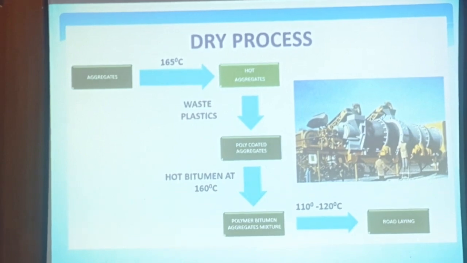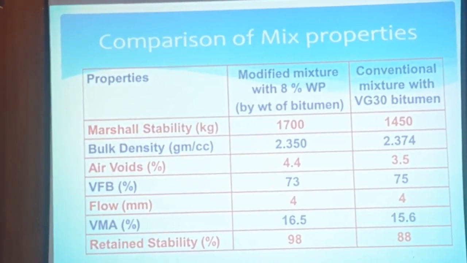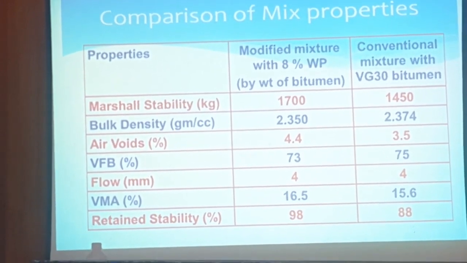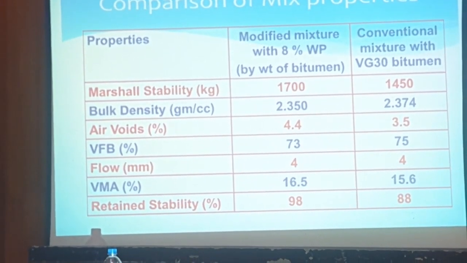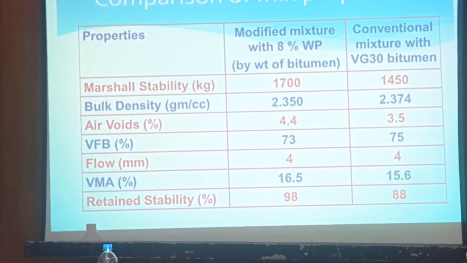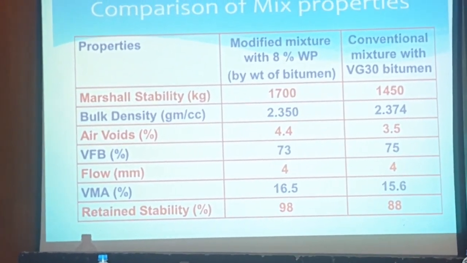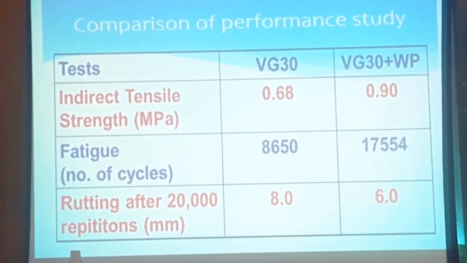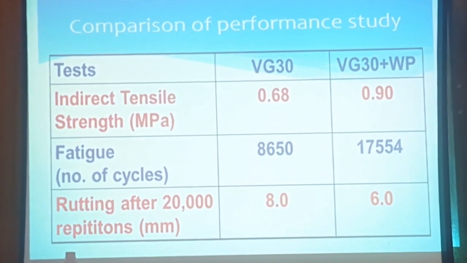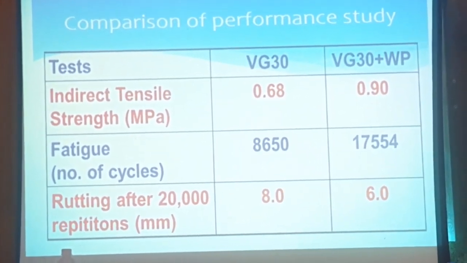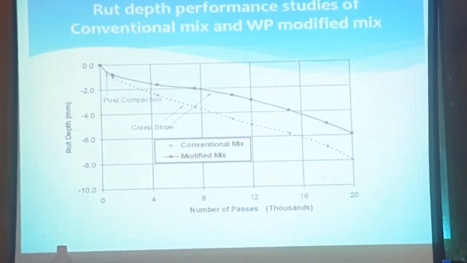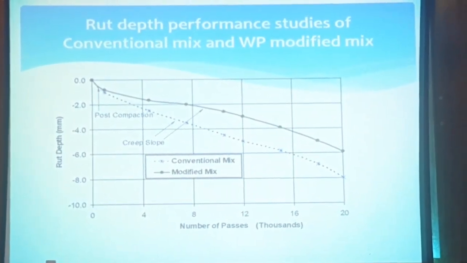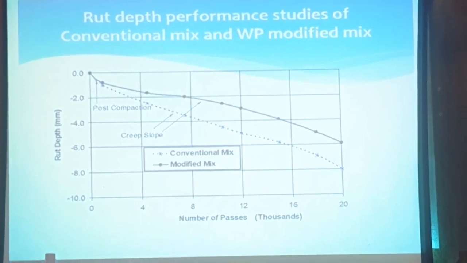And this is the dry process. And this is the difference from the conventional mix. This is the mix modified with 8% waste plastic. What is the difference? Marshall stability increases. You can see. Indirect tensile strength, that is very important, increases with this. And the rut performance is also increased from the conventional mix to the modified mix.